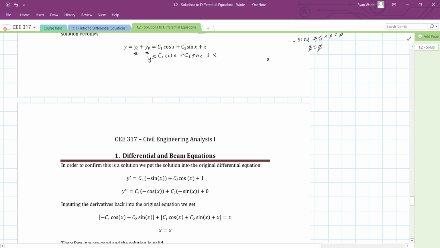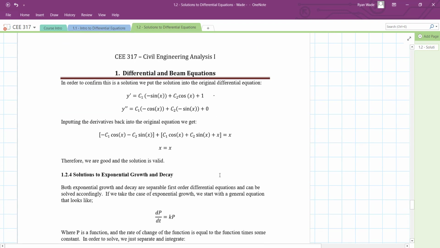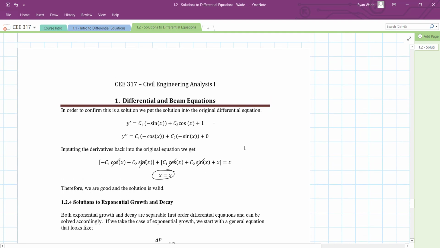I took the derivative of all the solutions here, and then I plugged them back into the original equation and got x equals x. Because the negative cosine here cancels out that one, and the negative sine here cancels out that one, and we're left with x equals x. Therefore, our solution is valid.